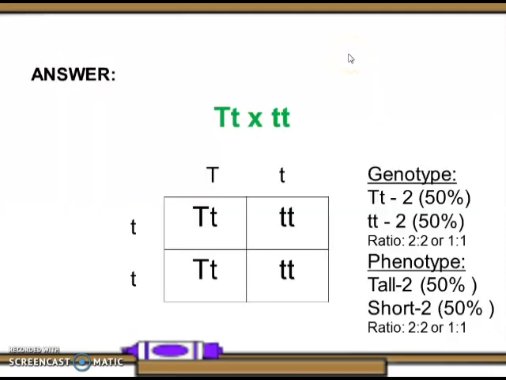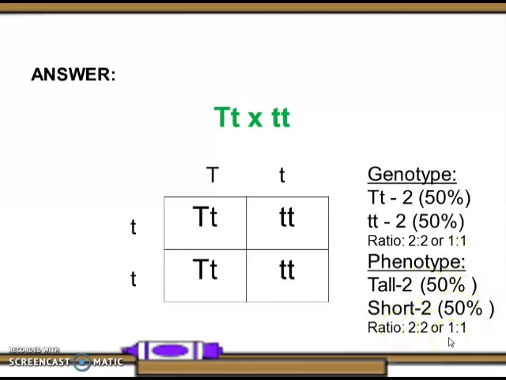So here's the answer when you cross heterozygous tall to homozygous short. After completing the Punnett square, you get the genotype and the phenotype of the offspring in its ratio. For the genotype, we have 2 heterozygous or 50% and 2 homozygous recessive or 50%. And the genotypic ratio is 2:2 or 1:1. For the phenotype, we have 2 tall or 50% and 2 short or 50%, and the phenotypic ratio is 2:2 or 1:1.